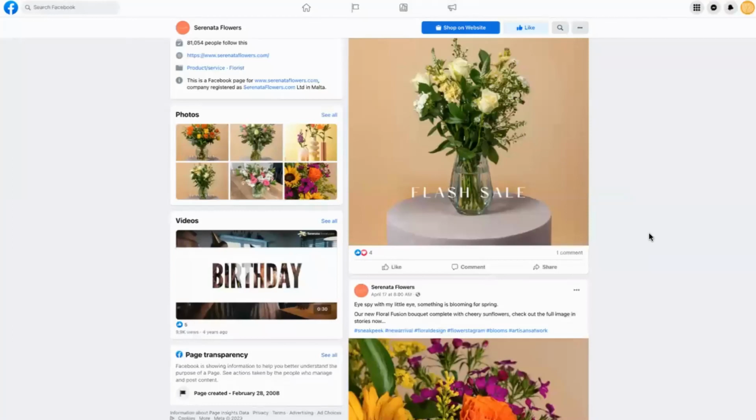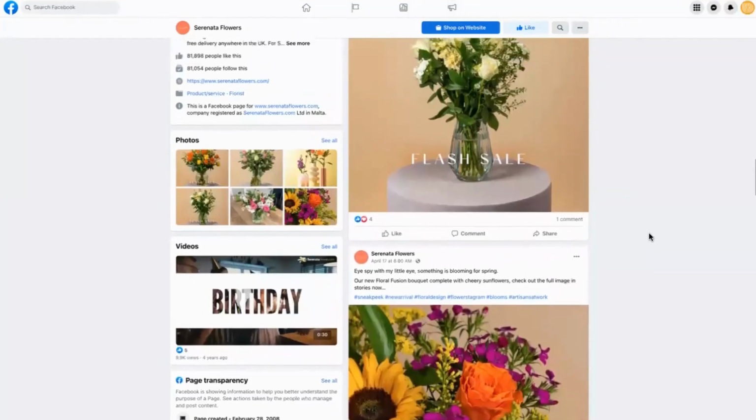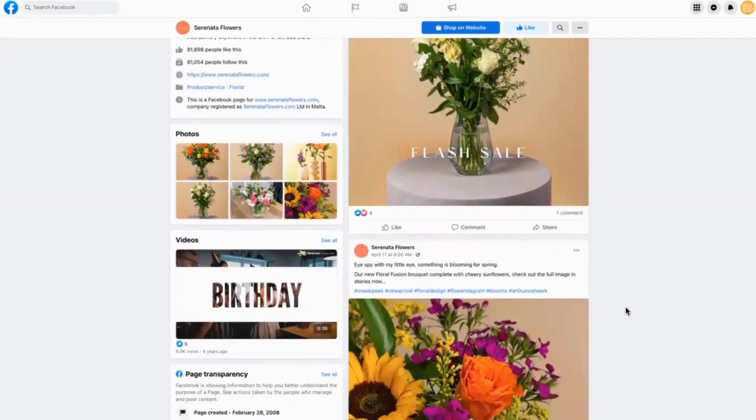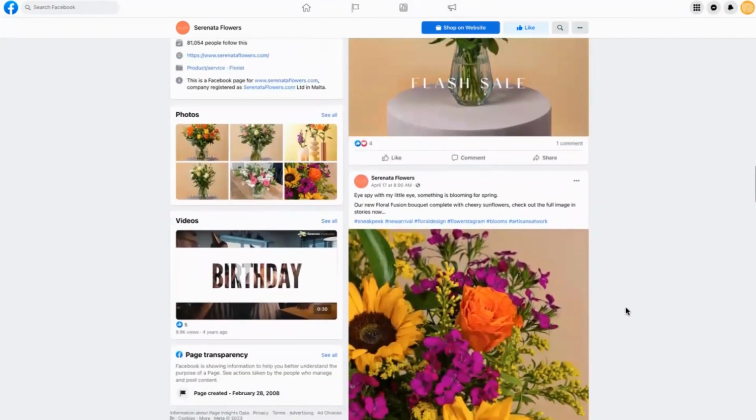Today, we're looking at how to show customer satisfaction through images on social media. This is Sorrento Flowers, and they are an independent online florist and they sell flowers anywhere in the UK. As you can see here, they've got a really good following, and what they do is they use social media as a way of promoting what they do. And obviously, they sell gorgeous flowers and they want people to see it.